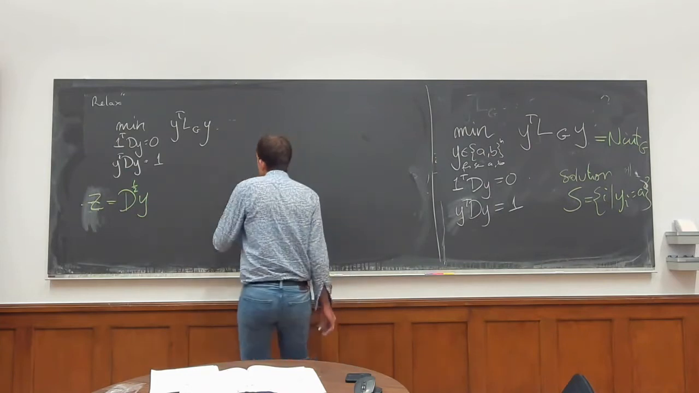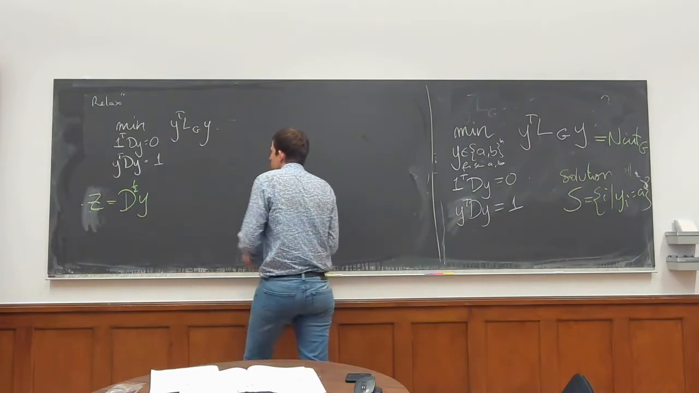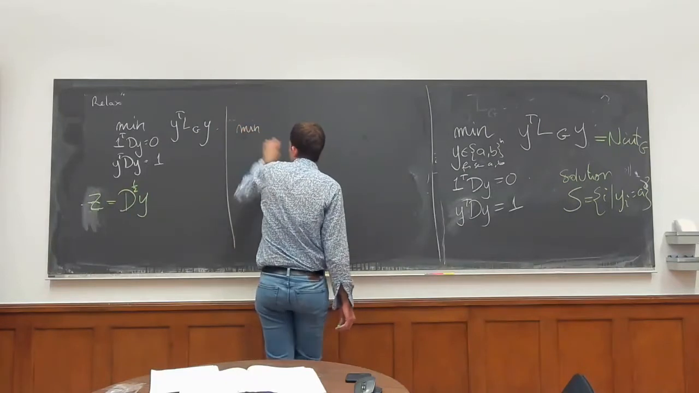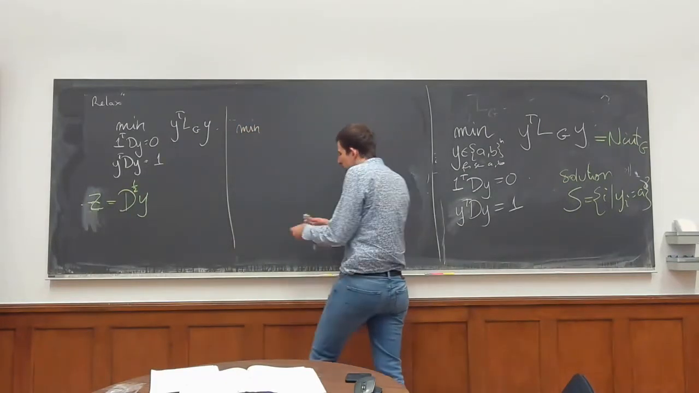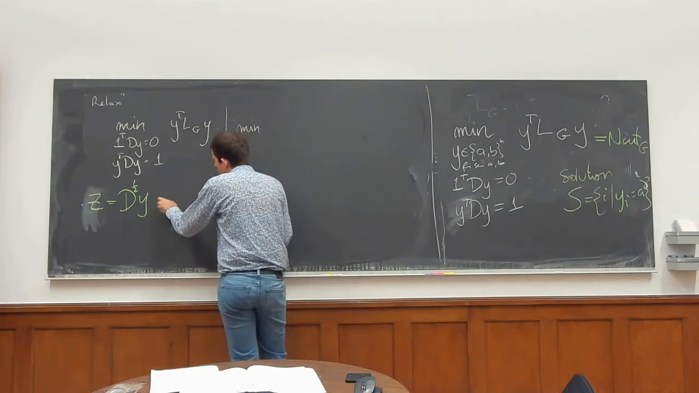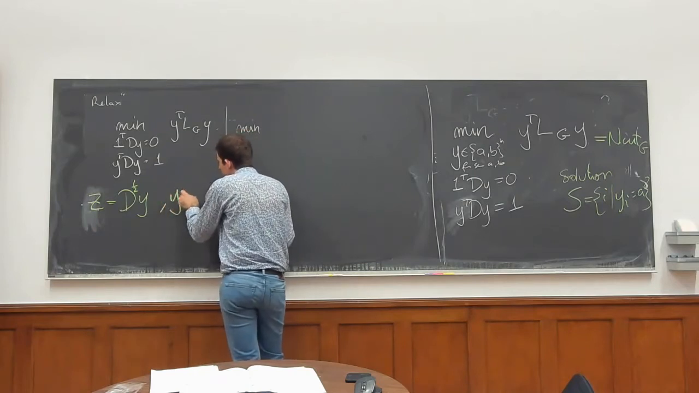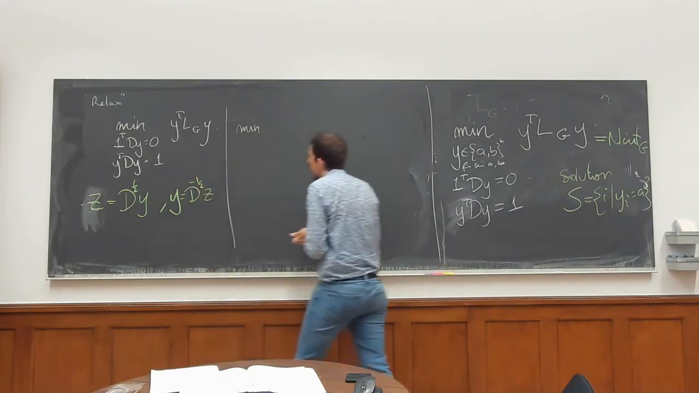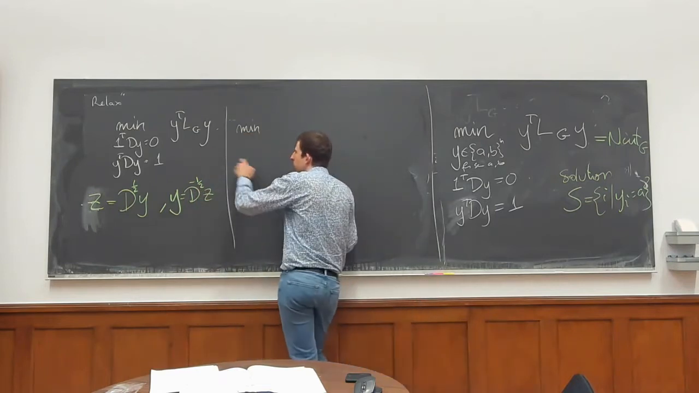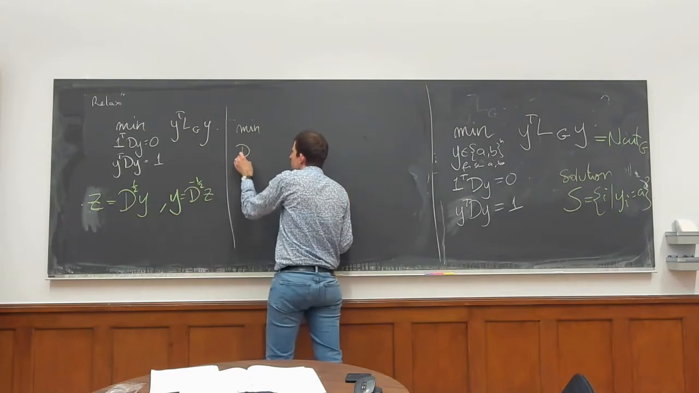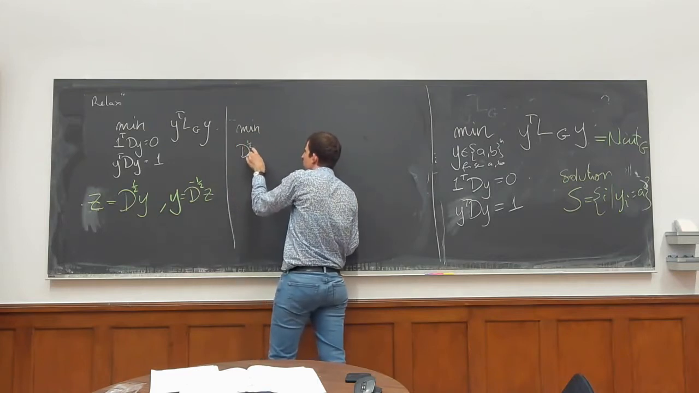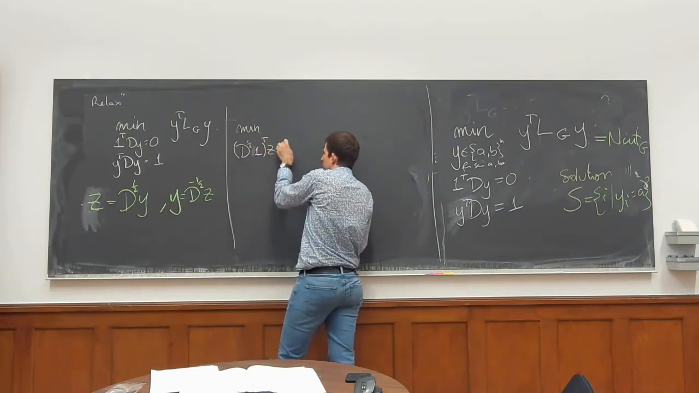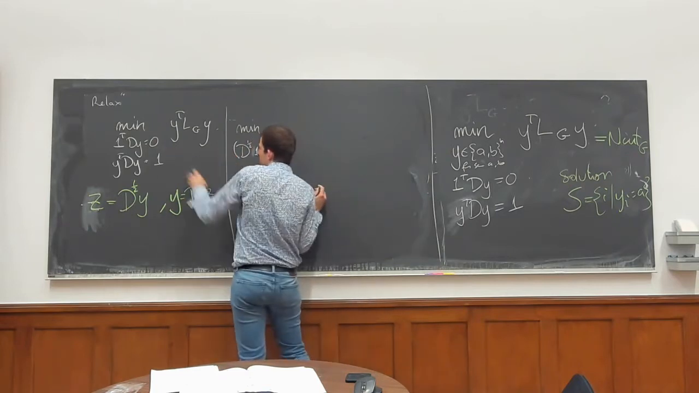And now what do I have? Let's rewrite this. With this change of variables, I have the following. I take the minimum. Maybe I should write what this means. It means that y is equal to D to the minus half z. So now I take the minimum of, if you think about it, you still have a D to the 1/2 term. This is the same thing as that.